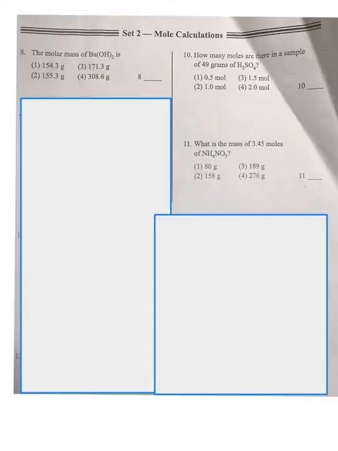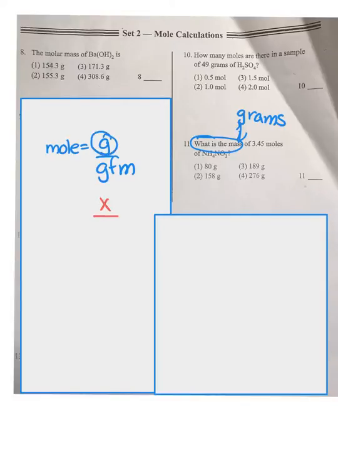All right, in this question, they're asking us what is the mass. And remember, when they ask you for mass, oops, that's sloppy, they're really asking you for grams. So we're going to write down our formula, moles equals grams over gram formula mass. And what they're actually looking for is this. So we're going to go X over, they gave us moles, 3.45, so we'll put 3.45 moles here. I ran out of room to write the units.